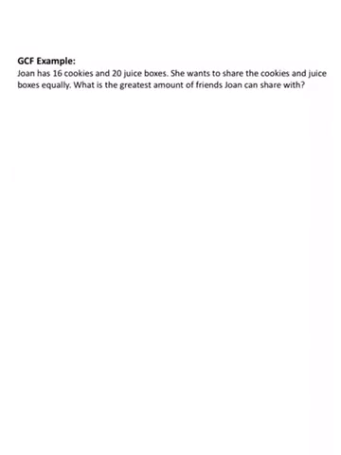So if we do examples, and if you take a look at your paper, you should see this GCF example. It says Joan has 16 cookies and 20 juice boxes. She wants to share the cookies and juice boxes equally. What is the greatest amount of friends Joan can share with? So again, if we're highlighting any of our important pieces of information, we would highlight 16 cookies, 20 juice boxes, because that's important information no matter what type of problem we're working with. Again, we see that keyword share. She wants to share the cookies and the juice equally.